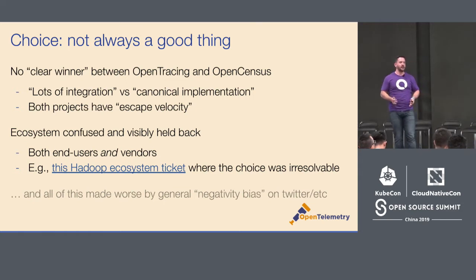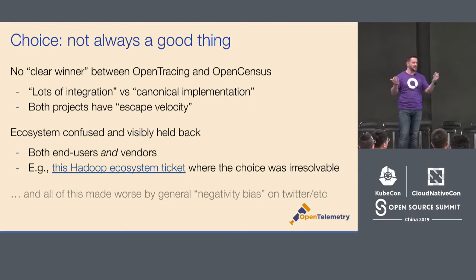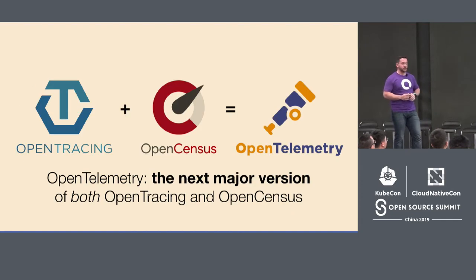And at the end of the day, if we have an open standard, if we have an open API, if we have an open implementation, that's possible. But as long as we have two different solutions that are doing similar things with a little bit of overlap, that's never going to happen. This is a problem. So to solve that problem, OpenTracing and OpenCensus are merging together, and the new project is called OpenTelemetry. So it's the best of both worlds.